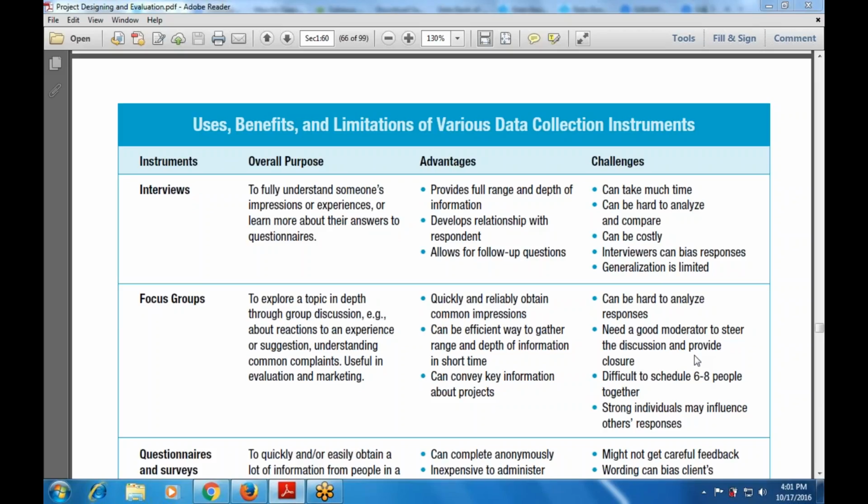Now, any doubts till the last class that we have discussed? What are the various interviews and what are the various questionnaires that were discussed over here? Sorry, focus groups. Any doubts? Anyone over here? Till here we can say.